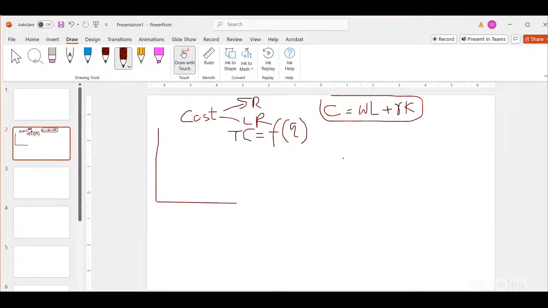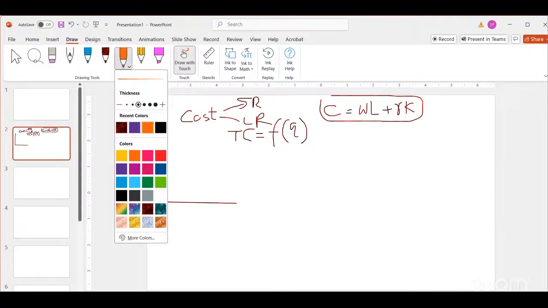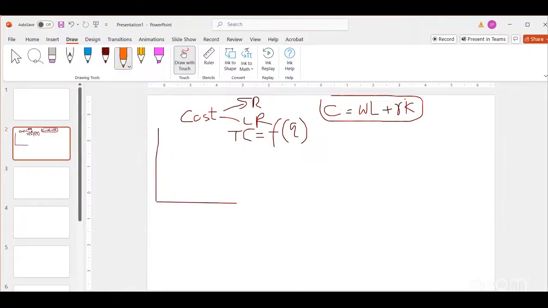Now, in terms of the short run, let's assume this two variable, two factor case. We imagine the capital is given and fixed. Then the total cost has two parts. The first part becomes the variable cost, the second part becomes the fixed cost.